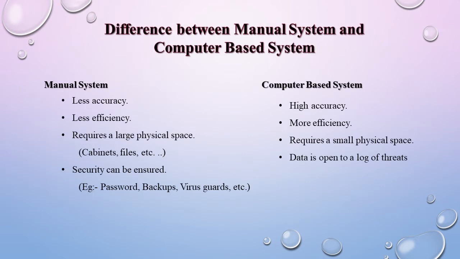Let's see the difference between manual system and computer-based system. Manual system: less accuracy. Computer-based system: high accuracy. Manual system: less efficiency. Computer-based system: more efficiency. Manual system requires a large physical space. Computer-based system requires a small physical space. Manual system: security can be ensured. Computer-based system: data is open to a lot of threats.